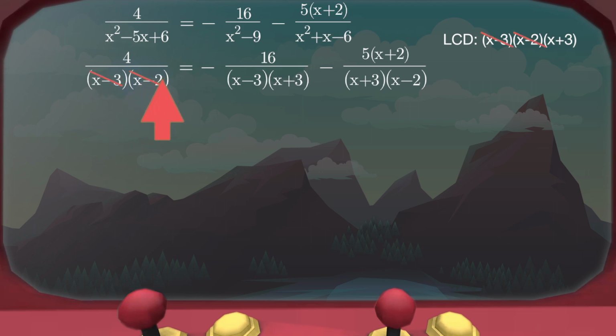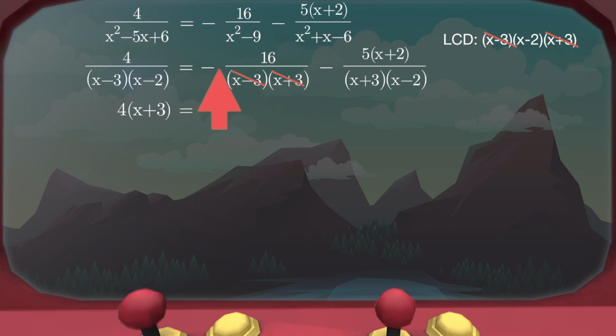Well, these two will cancel out and we only have an x plus 3 left. So then I'm going to say 4 times x plus 3, and I'm going to write it down like that. So 4 times x plus 3 is equal to, and now I go to my next term. So I take the LCD and I divide it with x minus 3 and x plus 3. So the x minus 3 and x plus 3 cancel out, and my x minus 2 is left.